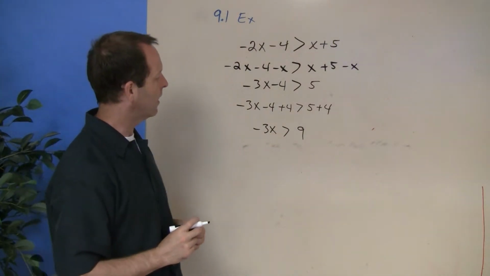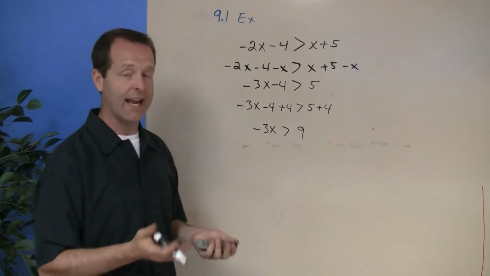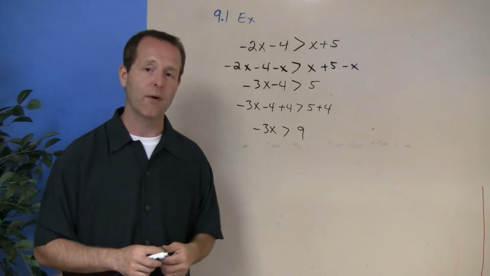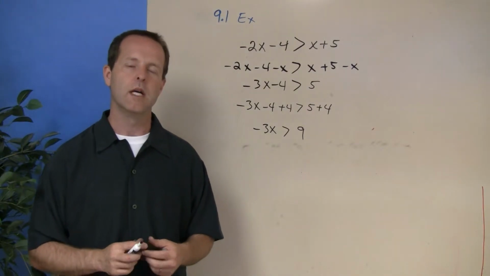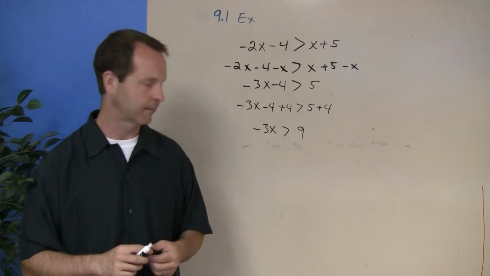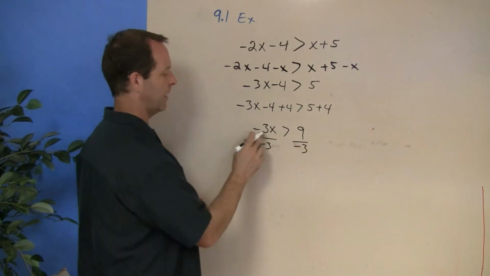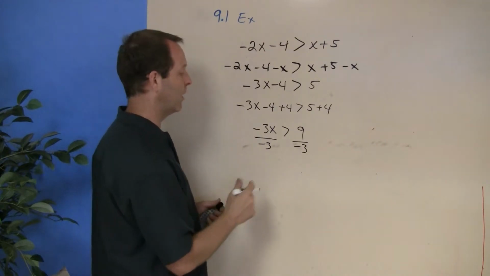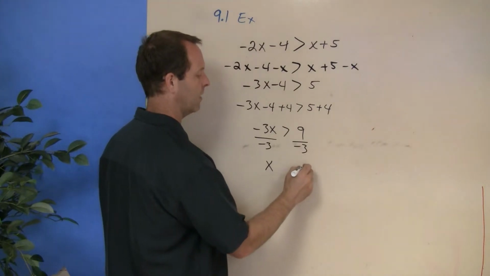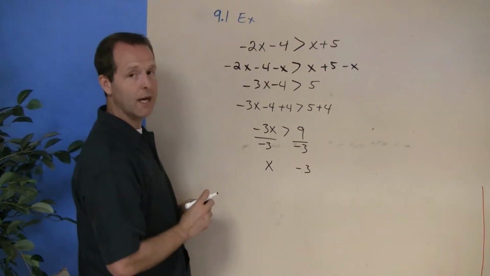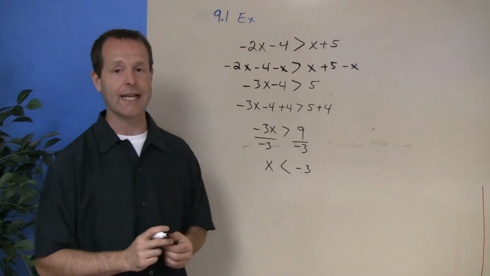What we're starting to sense is that to move on from here, to get x by itself, I'm going to have to multiply or divide by a negative number. And anytime you multiply or divide by a negative number, you must flip around the greater than sign. So I'm going to divide both sides by negative 3. Negative 3 over negative 3, another clever version of 1, is x. On the other side is 9 divided by negative 3, which is negative 3. And then I must flip around the sign. So now x is less than negative 3.